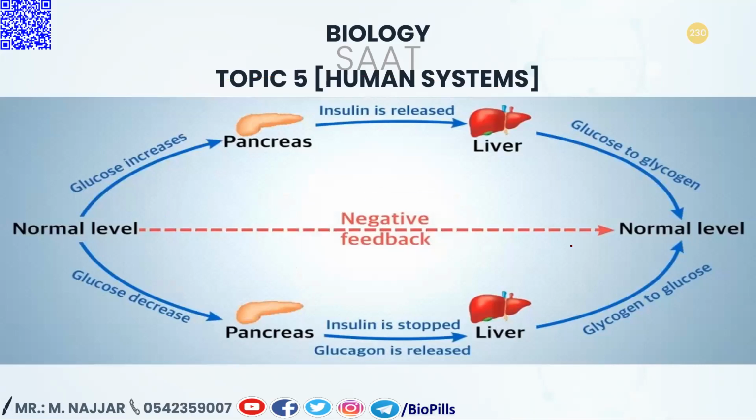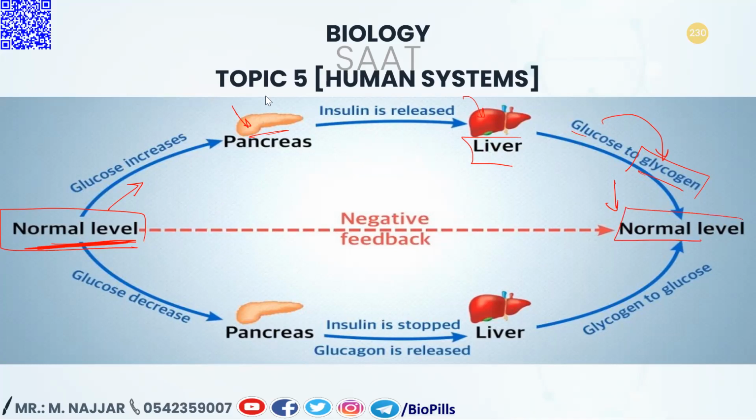Same as we mentioned before, this is the normal level of glucose in the blood. If the glucose increases, the body will detect it through the nervous system, and a message will be sent to the hypothalamus, then to the pituitary, then to the pancreas, specifically the islets of Langerhans, which will secrete insulin. Insulin causes the liver to convert glucose into glycogen. So it is now stored in the liver, decreasing the blood glucose level and returning it back to normal.